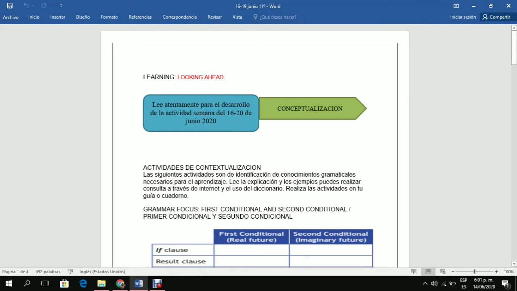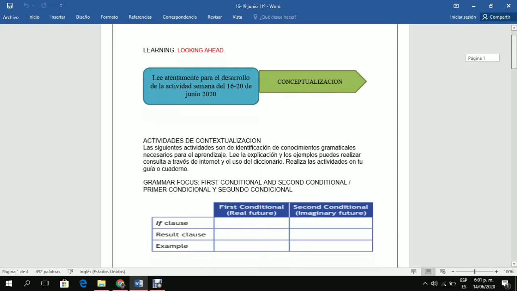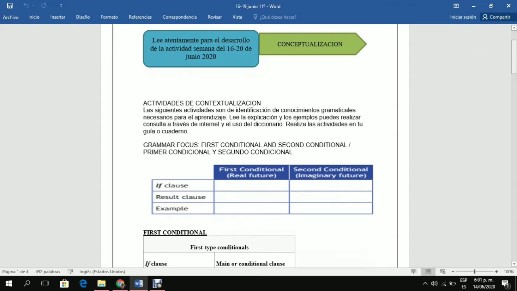For today, I'm going to explain to you the activity for this week. This week is about grammar focus. It's an exercise, an activity for grammar focus. There are two topics, the first and the second conditional.